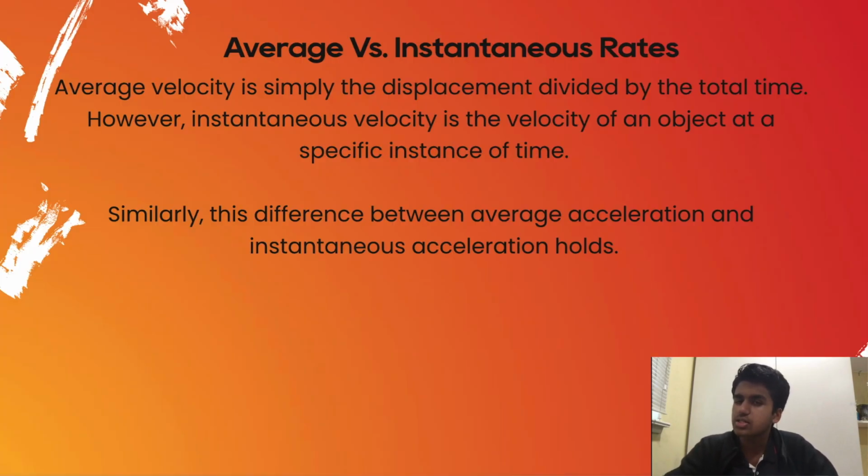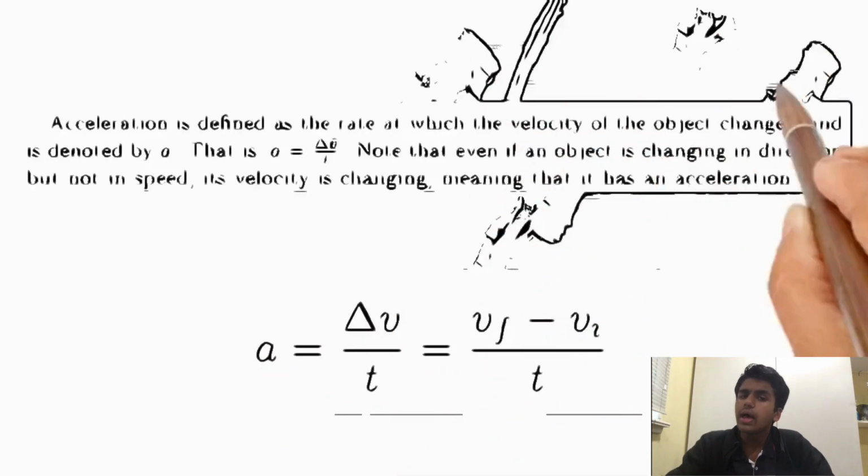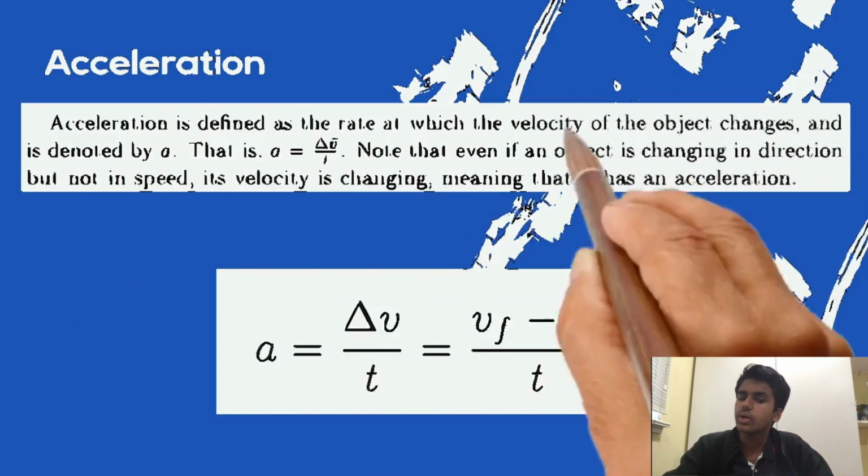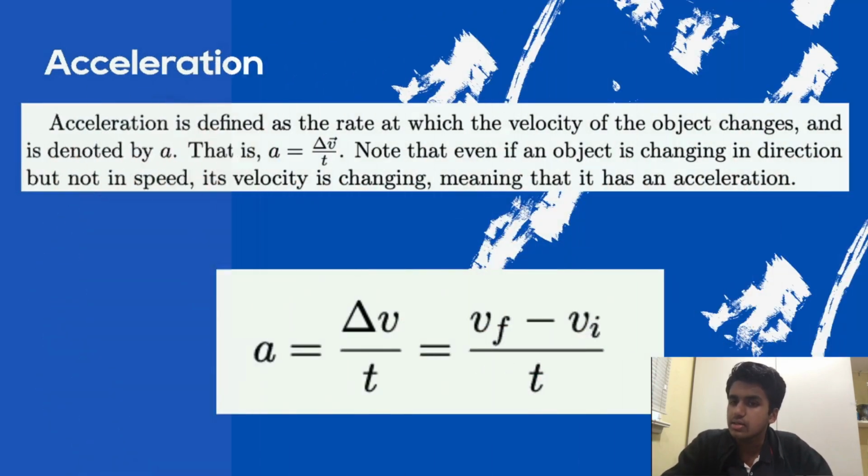Average velocity is simply the displacement divided by the time. On the other hand, instantaneous velocity is the velocity at a very specific point in time. And this same difference applies for average acceleration versus instantaneous acceleration, where average acceleration is the change in velocity divided by time, and instantaneous acceleration is the acceleration at a very specific point in time. So acceleration is the rate at which velocity changes with respect to time. So it is delta v over t.